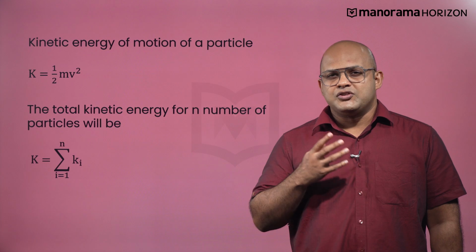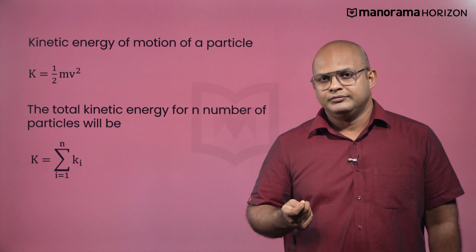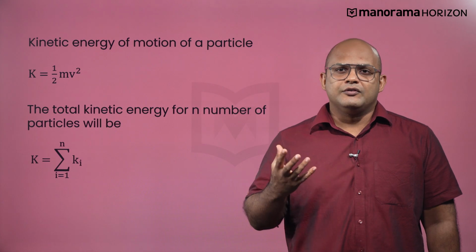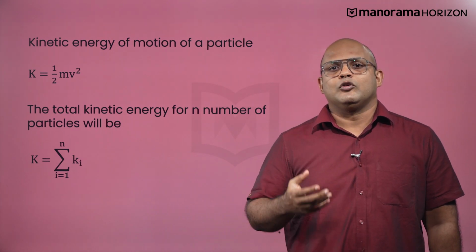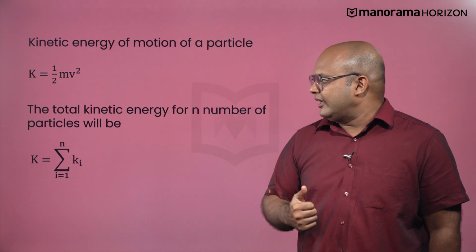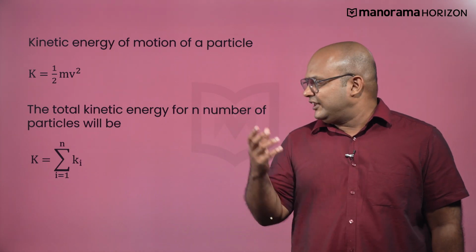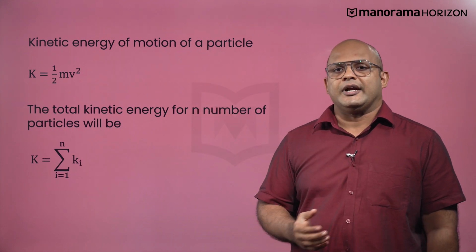But here, in the case of rotation, we are not considering the movement of a single particle. We are considering the collective sum of the movement of several particles. So we will have to apply summation to this. So we have the total kinetic energy given by capital K equal to the sum of the individual kinetic energies of all the particles in that rotating system.